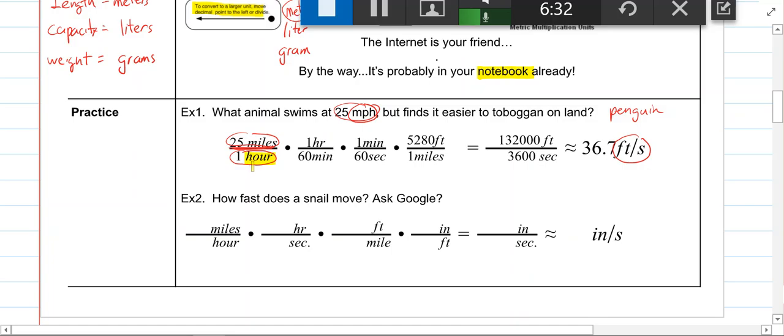Okay, so hours, if we're going to change hours into seconds, we need to go through a system. Hours to minutes, minutes to seconds, and seconds, oh, we're there. That's what we want. And now let's do the top one. Miles to feet.